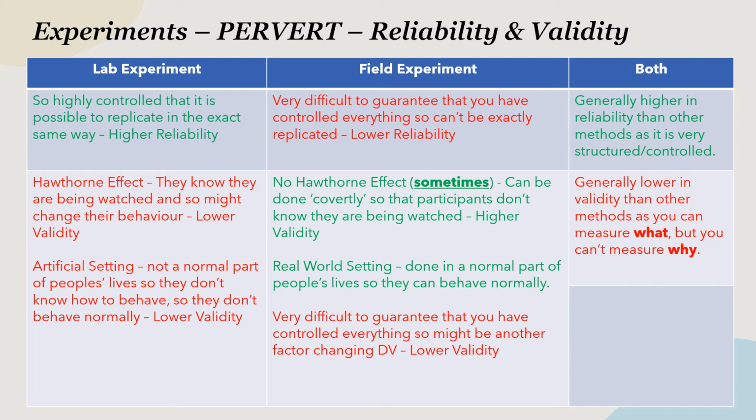Reliability, we're talking about how easy it is to replicate so that someone else can do the exact same thing that you've done in your experiment, and then we can test whether the results are the same. Now, with a lab experiment, you're in a highly controlled, completely artificial environment. It's not a real life situation. What that does mean, though, is that people can do the exact same thing. They can control everything that you controlled and do it in the exact same way.